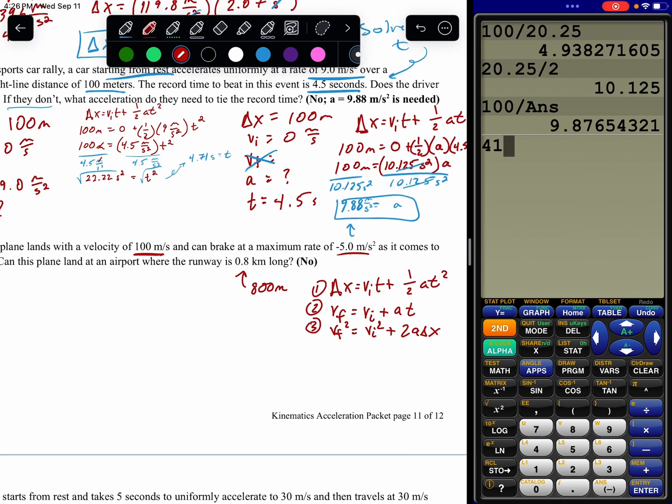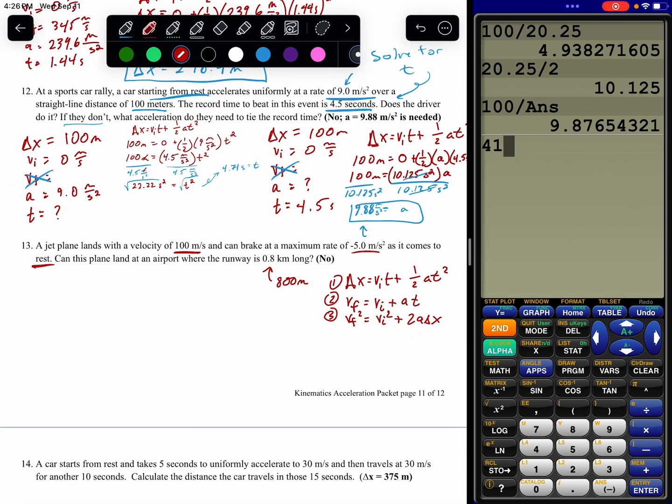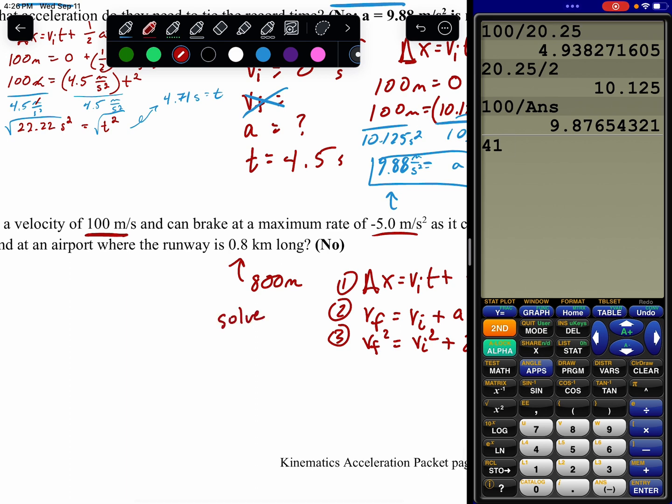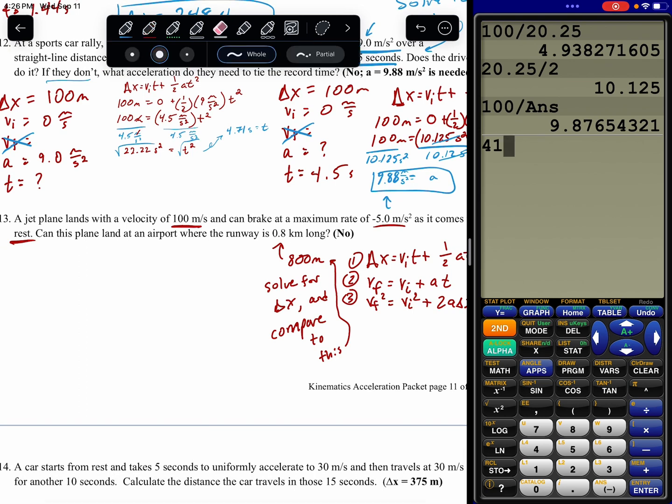So once again, just like the previous question, don't plug in that 800 meters because we don't know if that's a realistic number. Instead, let's go ahead and solve for how much distance the jet plane needs and compare that to 800 meters. So solve for delta x and compare to the runway length, 800 meters. So that's going to be our plan. I'm going to go ahead and get rid of this little annotation here.